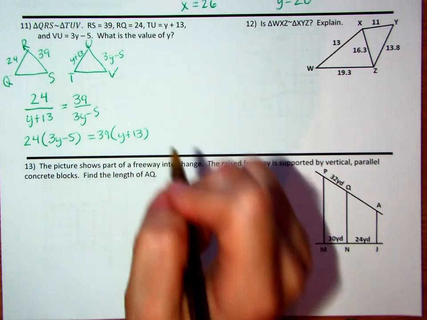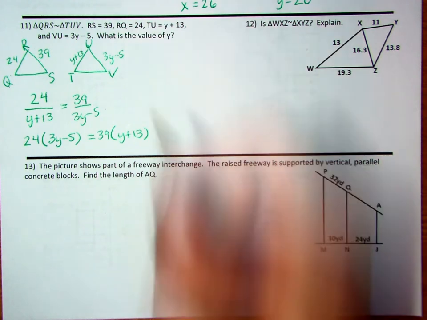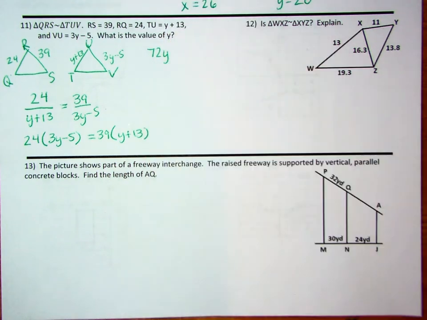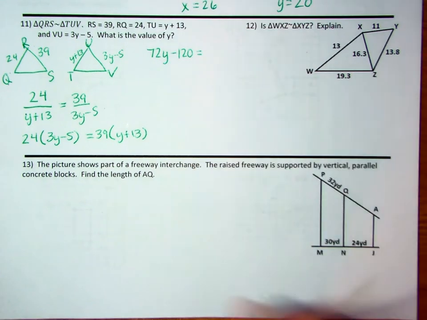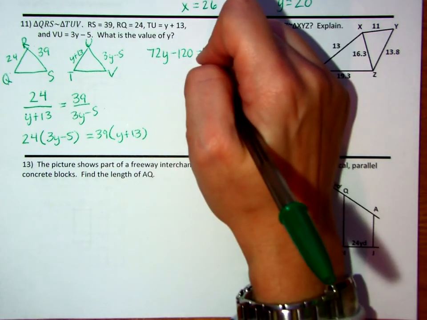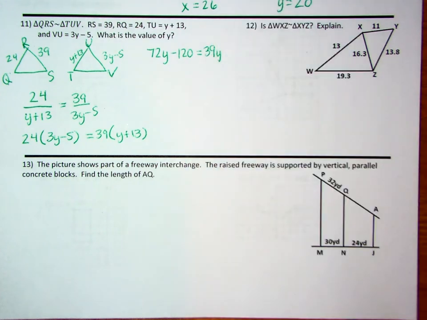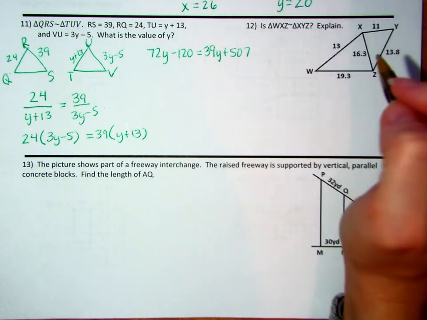And now we're going to clean this up by doing the distributive property. Starting with 24 times 3y, which gives me 72y. And then 24 times negative 5, which would be negative 120, equals 39 times y, which is 39y, and then 39 times 13, which is positive 507. And we're going to solve this equation now.